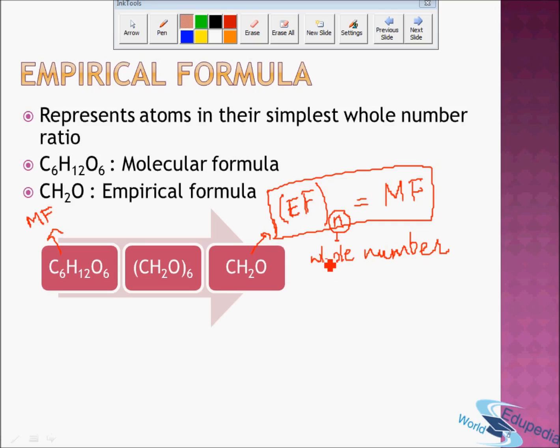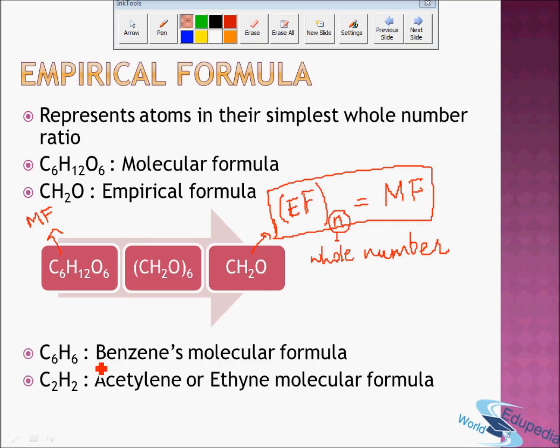Let's see some more examples. Say I have benzene. Benzene is C6H6. This is the molecular formula of benzene. Similarly, I have acetylene or ethyne. You will study these molecules later in your organic chemistry. Acetylene or ethyne has a molecular formula of C2H2. Benzene has a molecular formula of C6H6. Now from C6H6, what is the highest common factor which I can take out from each of the elements? Here it is 6 and here also 6. So I can take out 6 common from both of them.